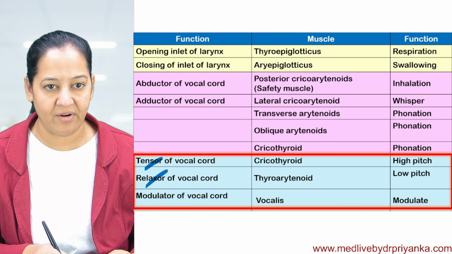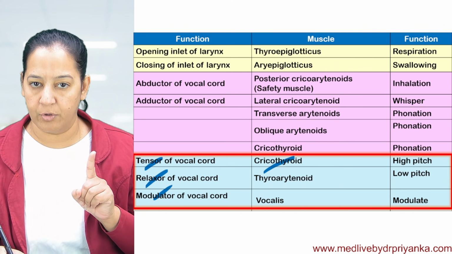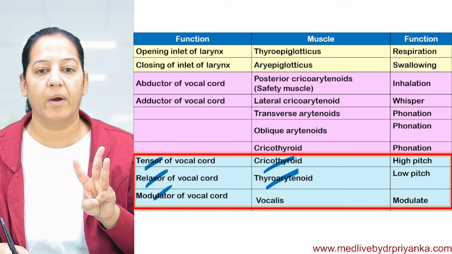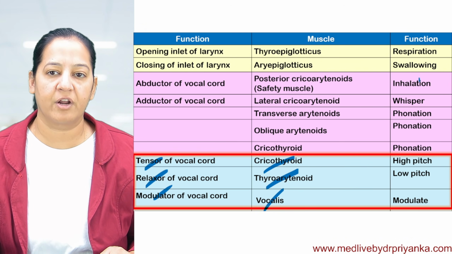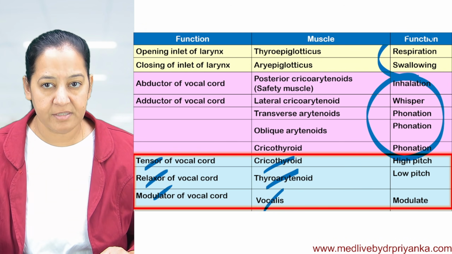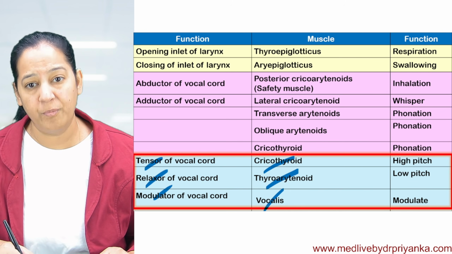And last, tensor, relaxer, and modulator. The tensor is cricothyroid, relaxer is thyroarytenoid, and modulator is vocalis. These are required for changing the pitch. These are required for inhalation and phonation. This is required for respiration and swallowing. I hope you are getting it.